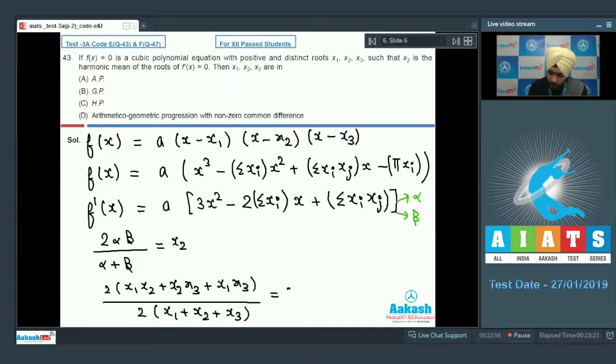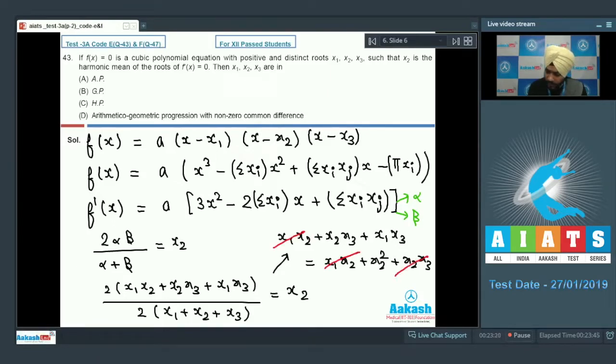This is equal to x2. So from here what we will get? 2 will be cancelled. x1 x2 plus x2 x3 plus x1 x3 will be equal to x1 x2 plus x2 square plus x2 x3. Students, we can see that 2 terms are cancelled. This is cancelled and this is cancelled.